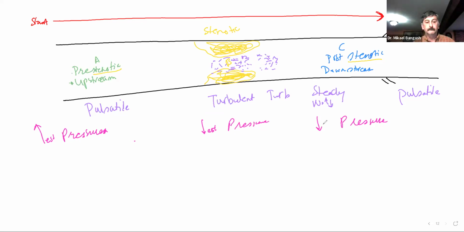Clear? So upstream, or pre-stenotically, where we have the pulsatile flow, that's where we have the greatest pressure. At the stenosis, the lowest pressure. And post-stenotically, a pressure which is going to be lower than what we had pre-stenotically, but still not as low as what we had at the stenosis.